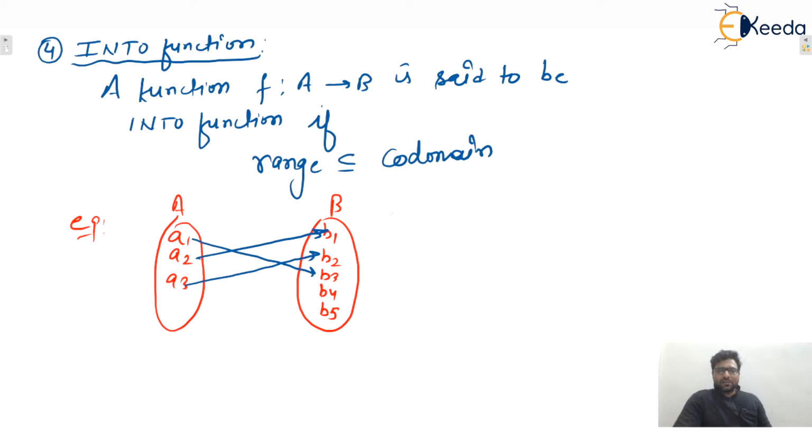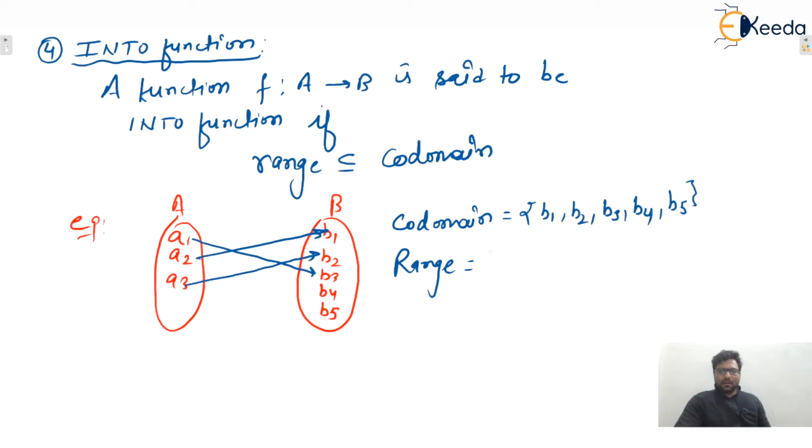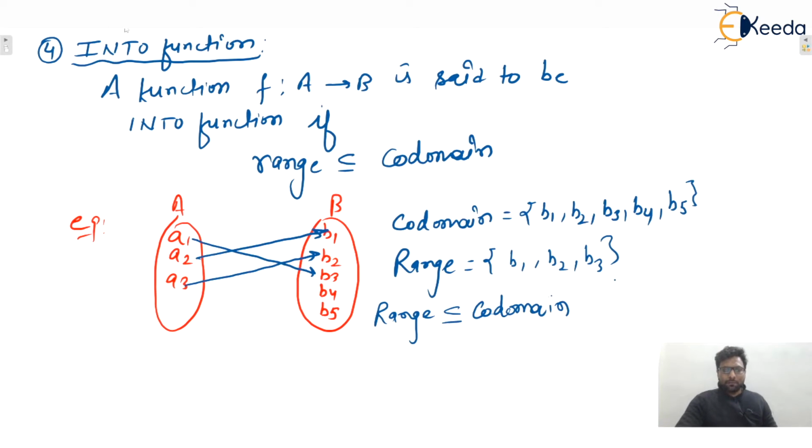Now you only tell me what is the codomain here. Codomain means simply the elements of set B. So these are B1, B2, B3, B4 and the final one is B5. And here what is range? Range means those elements which are associated, so B1, B2, B3, the set of images, isn't it? So here range is a subset of codomain, or not only subset, it must be a proper subset. Remember this one.